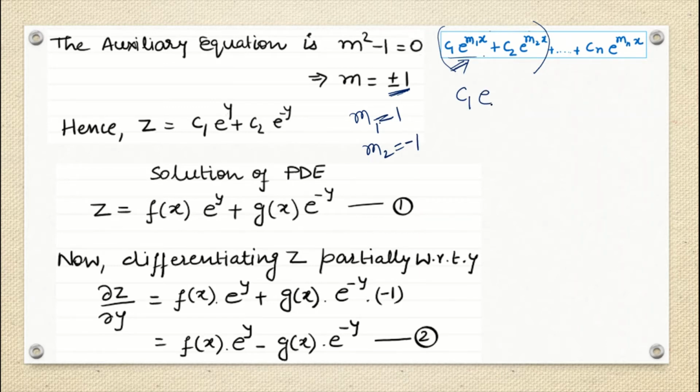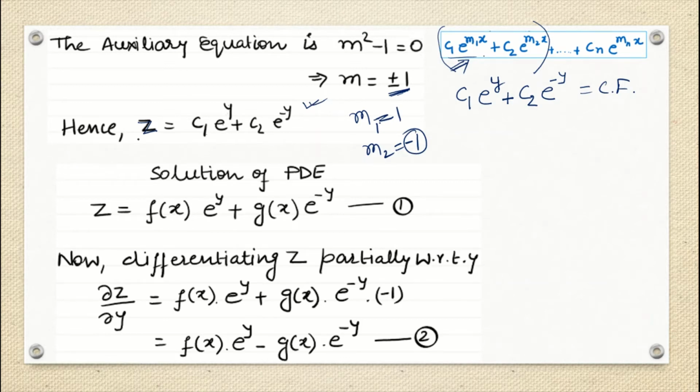If m1 is 1, then e raised to y. Here my variable is y only, I'm not dealing with x, so the independent variable is y. So I'm writing down C1 e raised to y, and plus C2 e raised to minus y. This is the CF which I have got here, and C1 and C2 are nothing but arbitrary constants. So we got here that z equals C1 e raised to y plus C2 e raised to minus y.